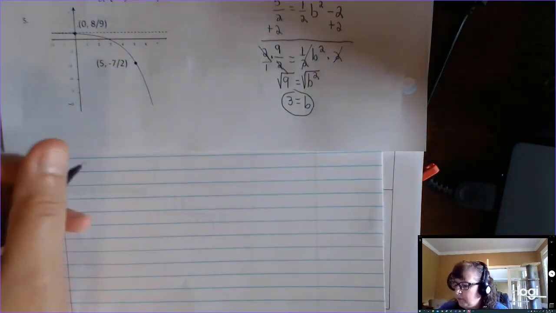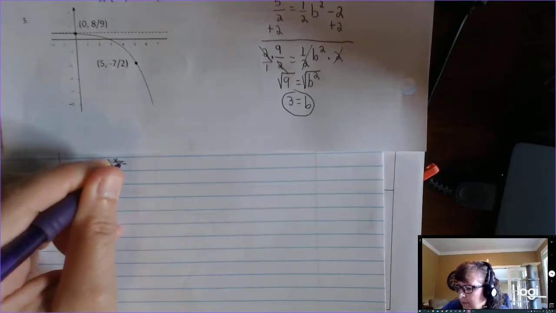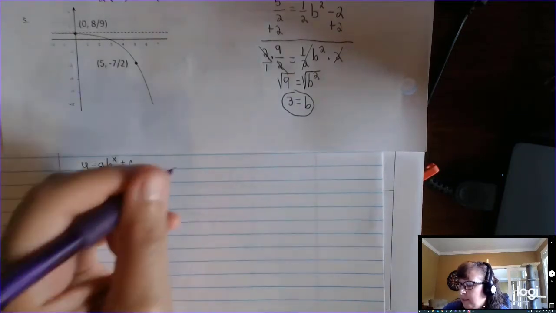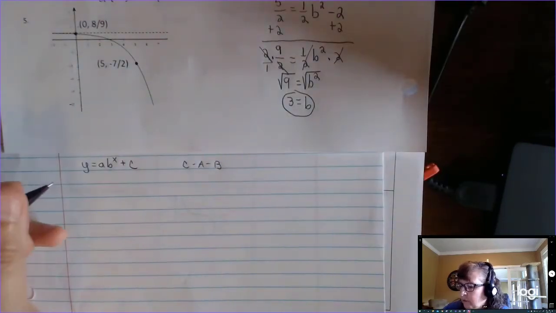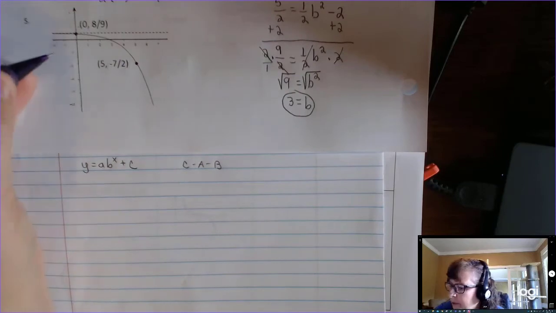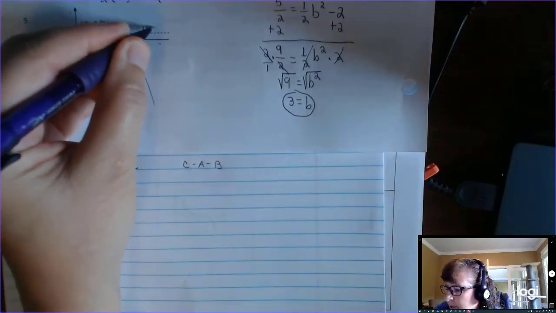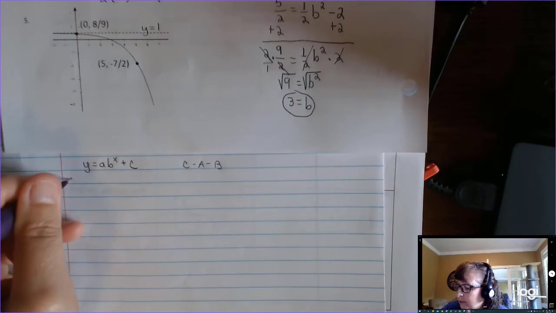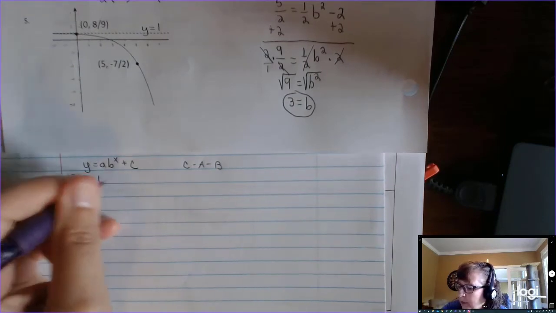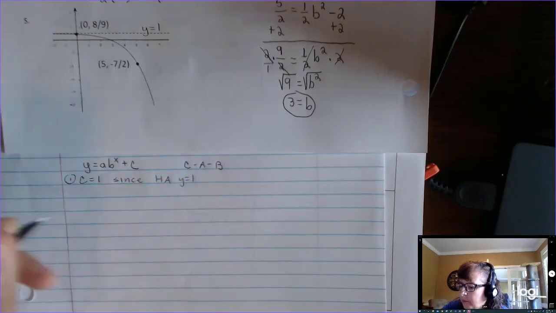Okay, so again, we're going to start. You have to have that memorized, and we're going to use the CAD method. And that means we're going to find c first. So step 1 is to figure out what the horizontal asymptote is, and since that's 8/9, it's really hard to see, but that's y equals 1. So step 1, c is 1, since the horizontal asymptote is y equals 1.